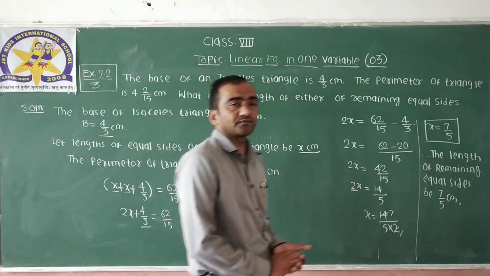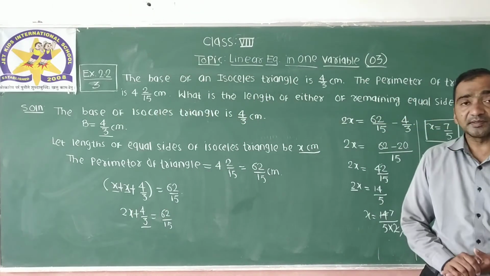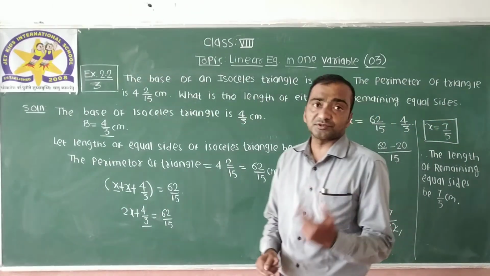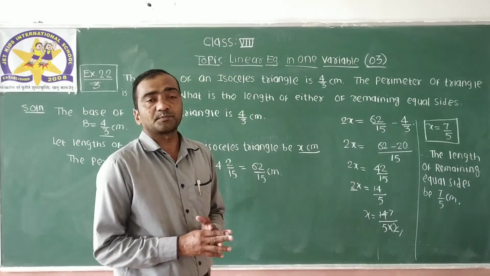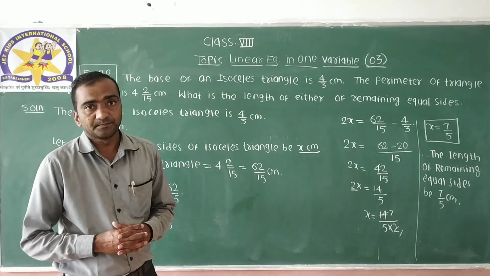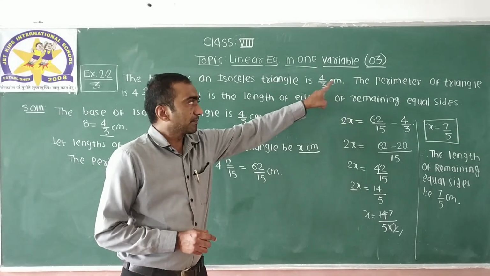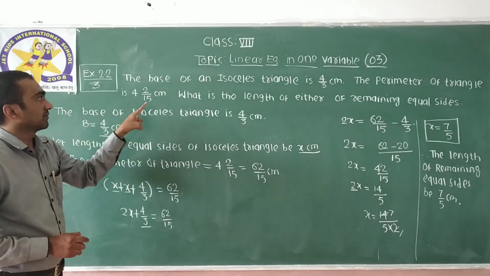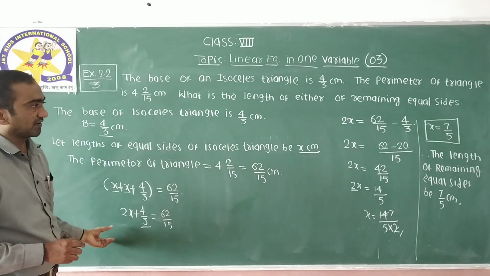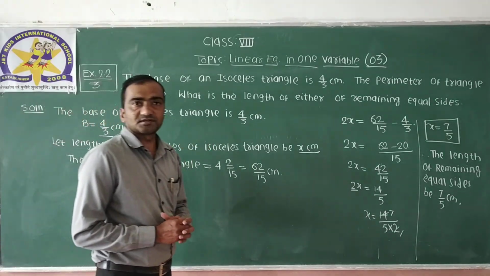In this question, what you have to remember: what is meant by isosceles triangle? In an isosceles triangle, the lengths of two sides will be equal. In this question, base is given and perimeter is given. From base and perimeter, we find out the length of the equal sides.